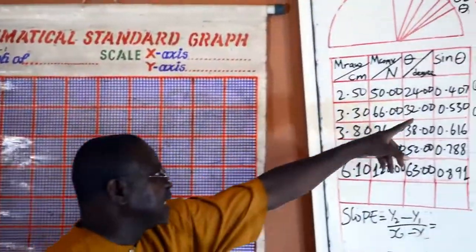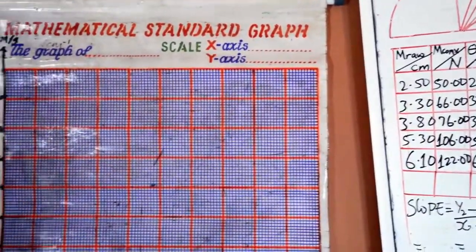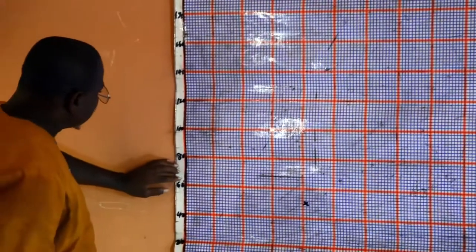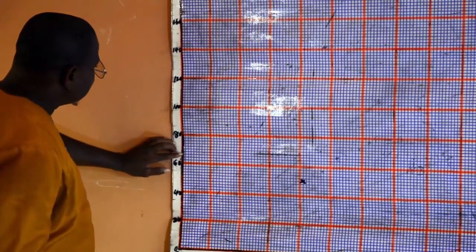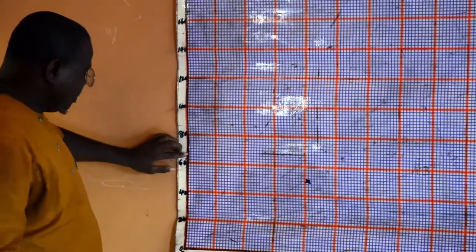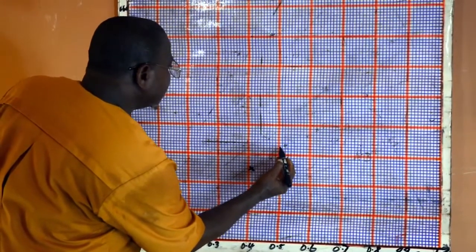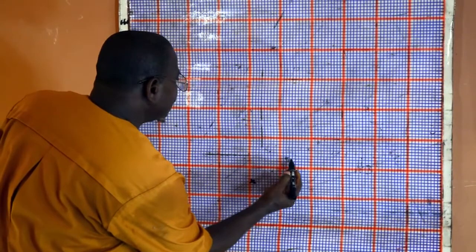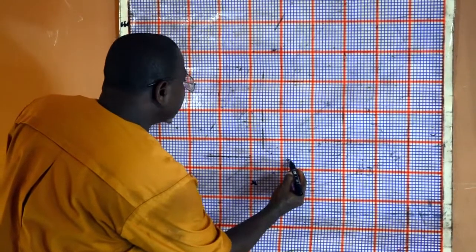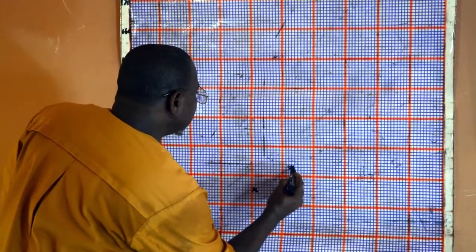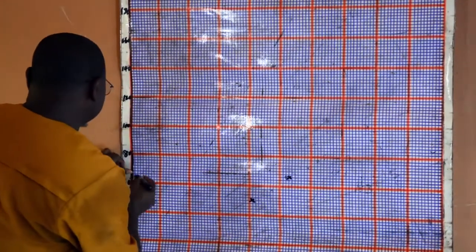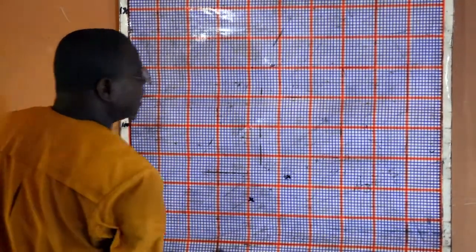The second value is 66 against 0.53. See, this is 60, 62, 64, 66. The third square will be 66. That is 66 against 0.53. This is 0.5. So 0.53 will be 1, 2, 3. Third square. The third square on the horizontal axis, third square on the vertical axis.